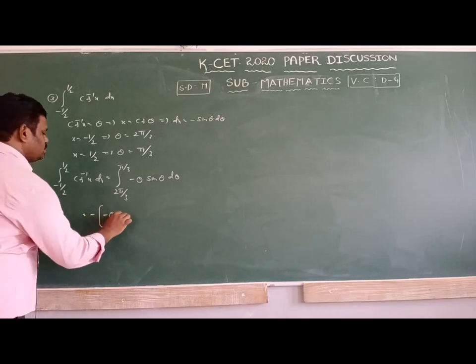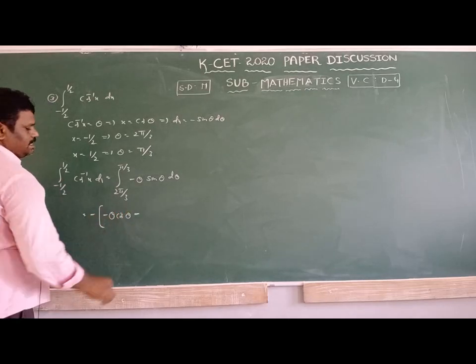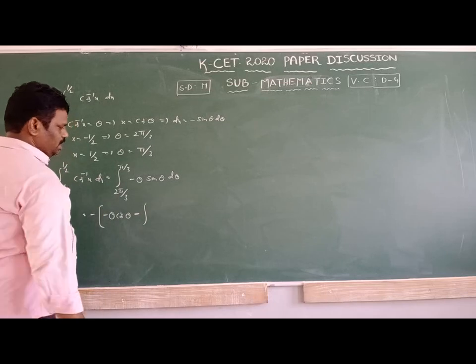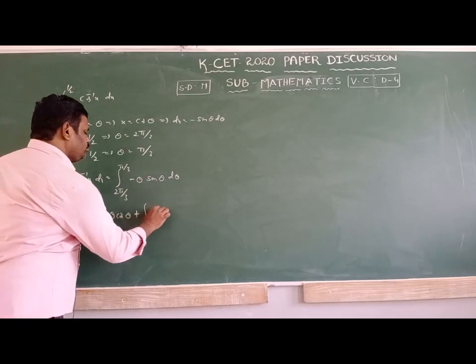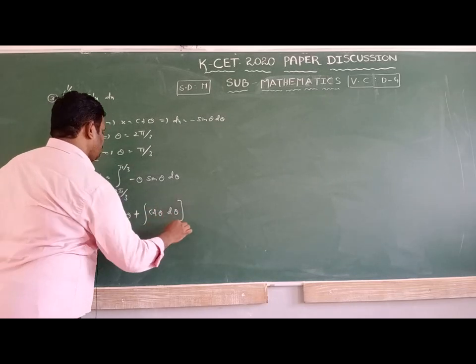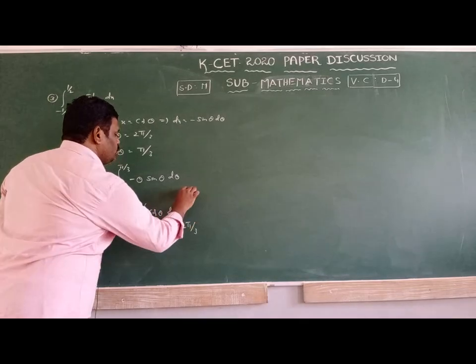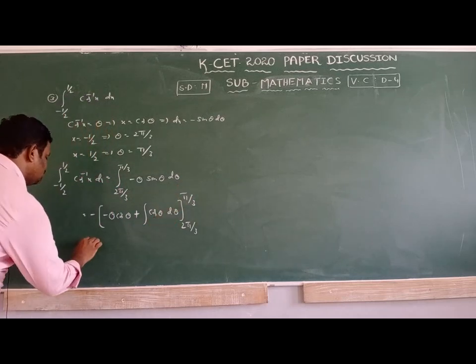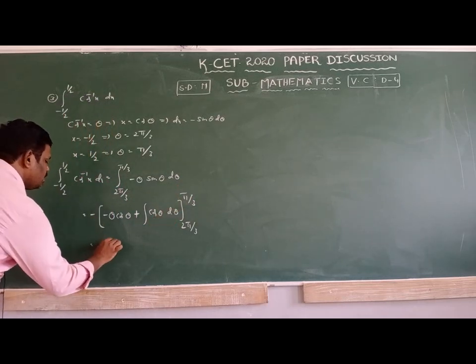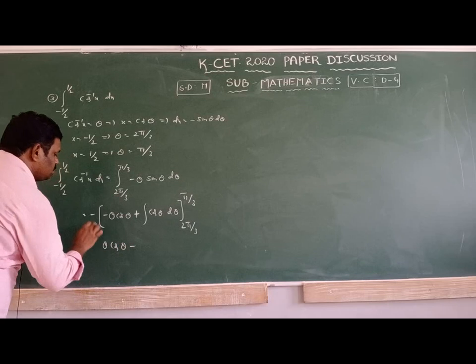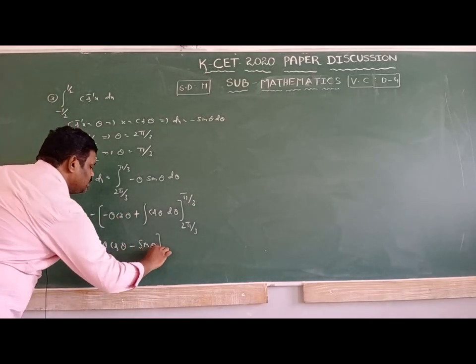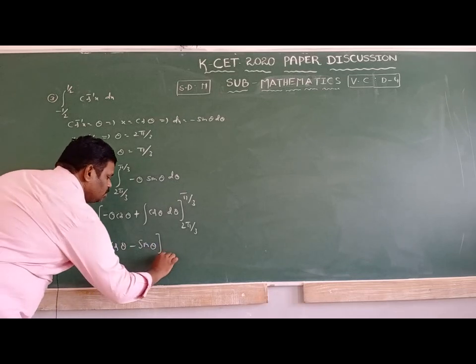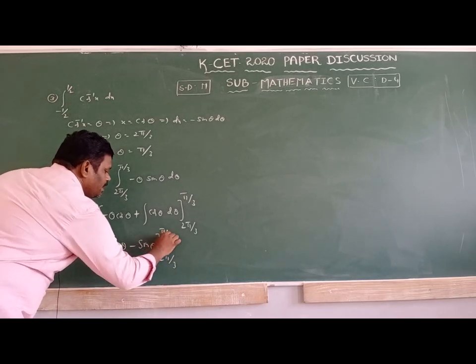Sin theta integration is minus cos theta, minus integral. So theta derivative is 1, sin theta derivative is minus cos theta, cos theta d theta. Limits 2 pi by 3 to pi by 3 value. Next, if you want to multiply minus into minus plus, theta plus into minus minus this value, again sin theta. So if you want to run 2 pi by 3 to pi by 3 value.